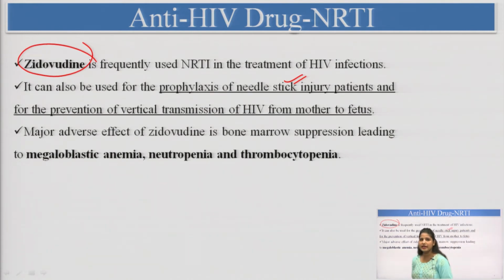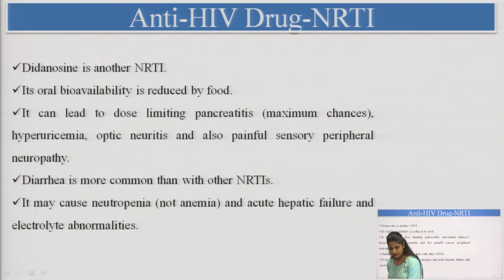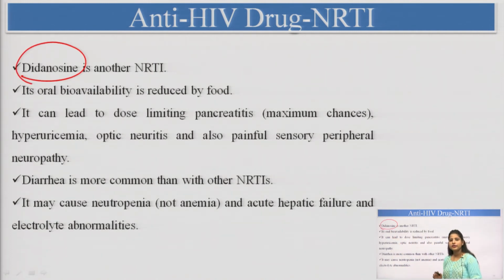Yes. Now, what are the side effects of these drugs? So, it will cause megaloblastic anemia. So, immature RBCs are there in this disease. Yes. Neutropenia. So, the WBC levels will be low. They are also affecting the platelets. Okay. So, the platelet level will also be low, thrombocytopenia. Now, another drug is didanosine. Its oral bioavailability is reduced by food. So, this is one of the precautions. Yes. Now, what are the effects of these drugs? So, NRTIs are causing pancreatitis.